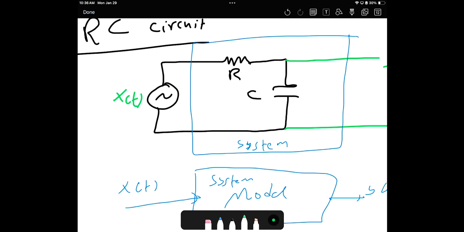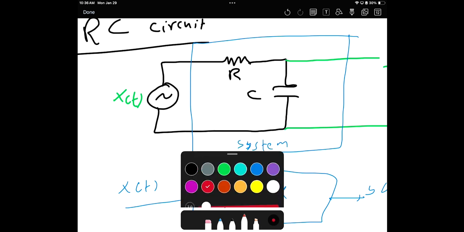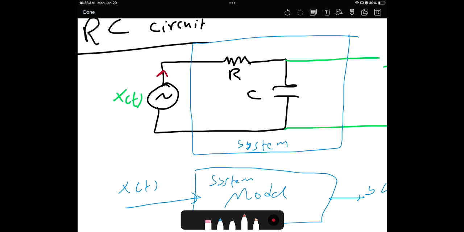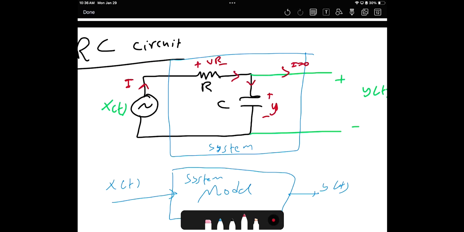Look at this one. Let's assume a current direction and some voltages. So I will say this is i. I'm assuming the current going out from the source. Then I will assume this is plus minus VR, and here this is plus minus VC, which is the same as y of t actually. There is no need to say so. And I will keep flowing. I will not go here because it's an open circuit, so the current here will be 0. Okay, you know this from the circuit, right? So it's like a single loop.